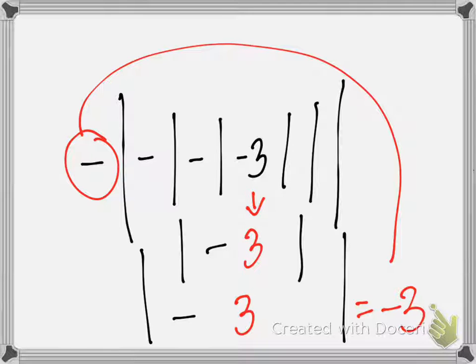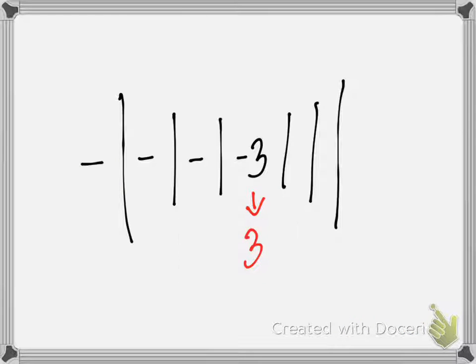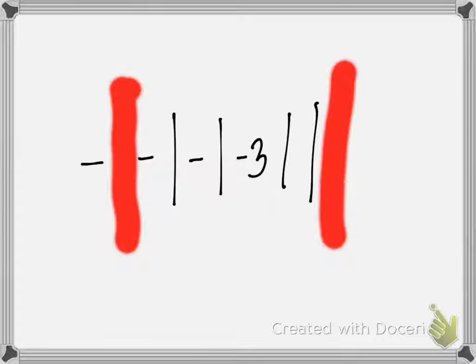Here's the easiest way to look at it. If anything is in any amount of absolute values, no matter what's in it, it always comes out positive. And then we have that outside, so it just makes it negative 3. You could have 100 absolute values in a row, and as long as there's no negative on the outside, it's positive. If there's a negative on the outside, it's negative. Simple as that.